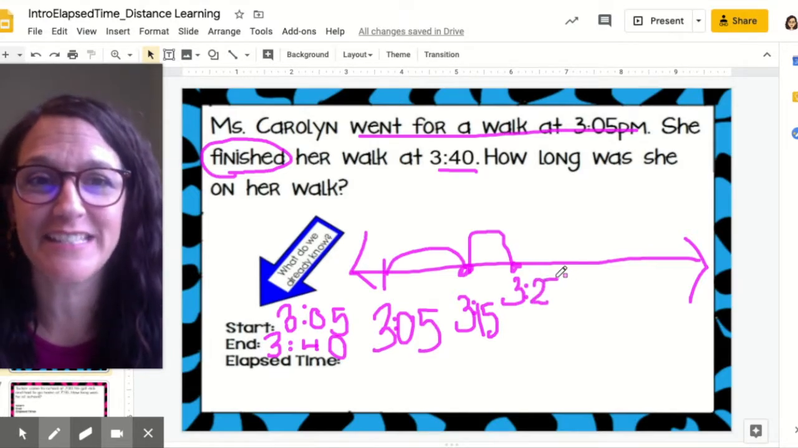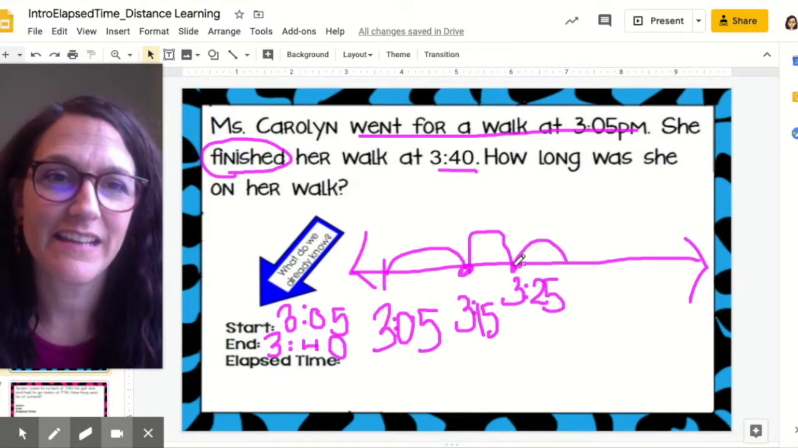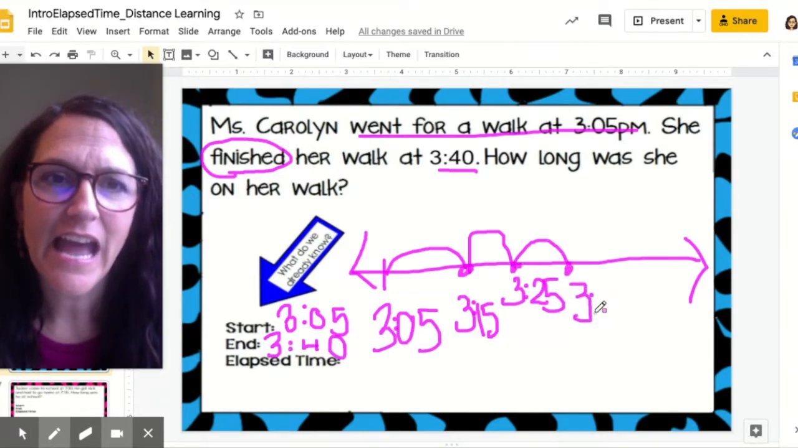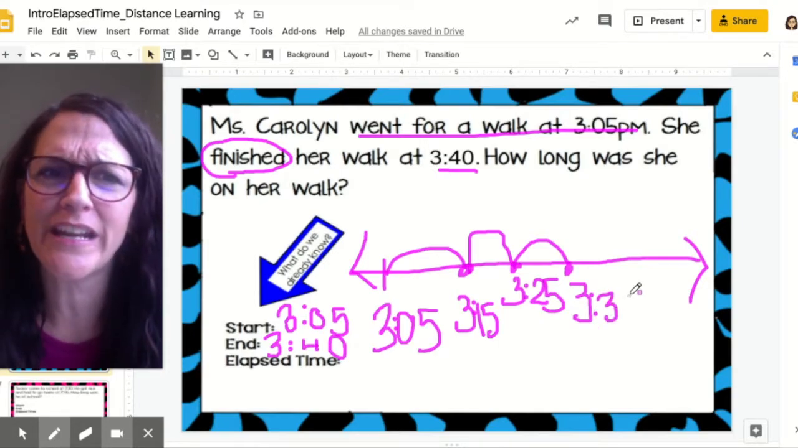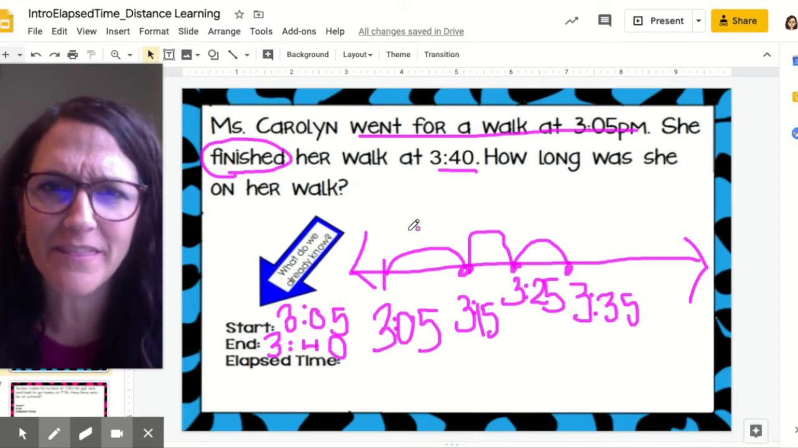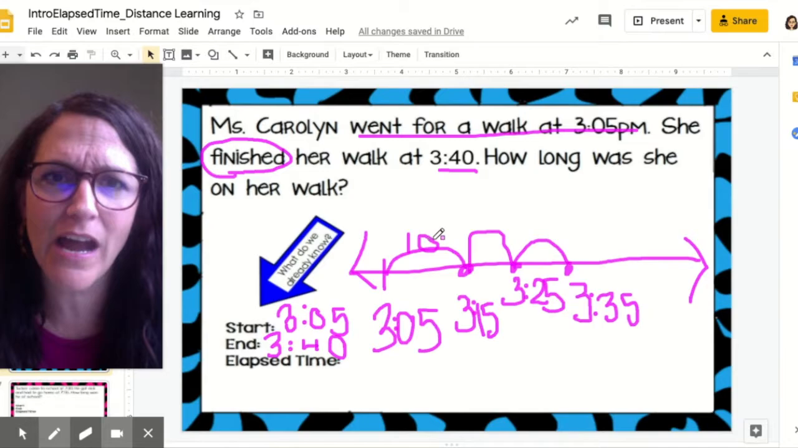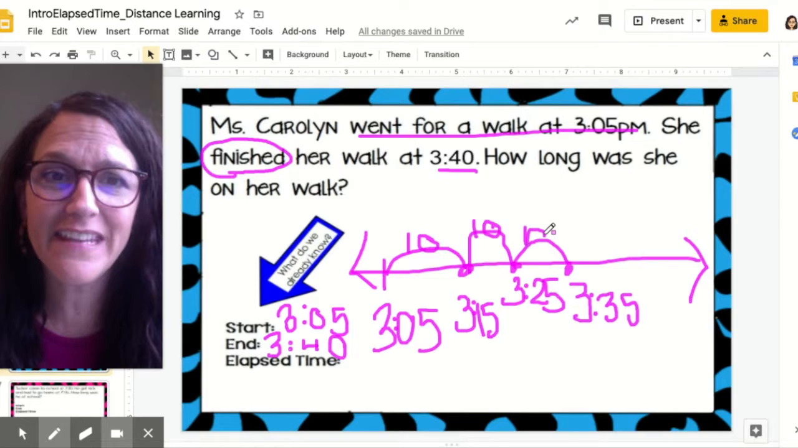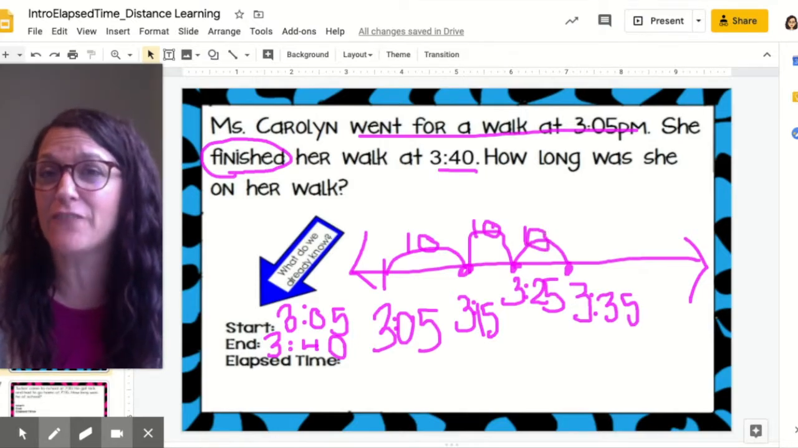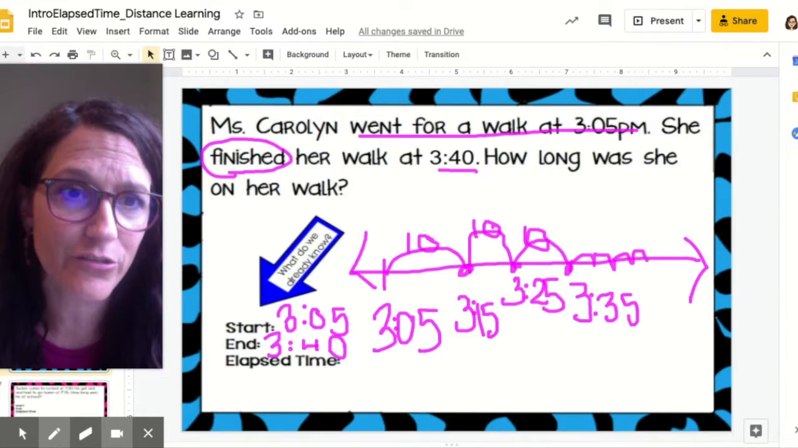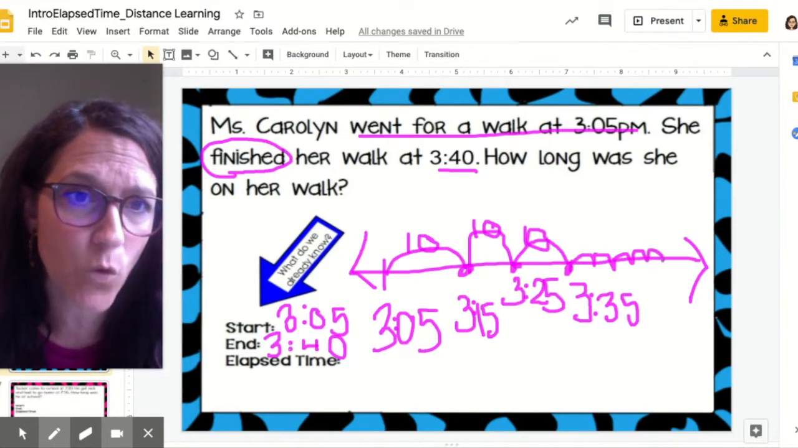3:25 plus 10 is 3:35. Now, if I add 10 more to it, then I'm going to go past our end time. So I've got to stop and think. I'm going to go ahead and write 10s here because I know each of those jumps were 10. And then I'm going to count from 3:35 to 3:40. 3:35, 3:36, 3:37, 3:38, 3:39, 3:40.